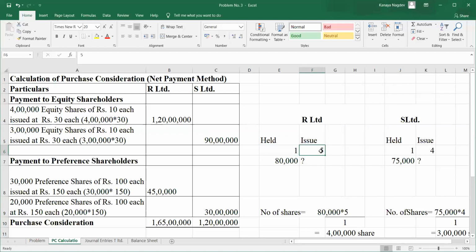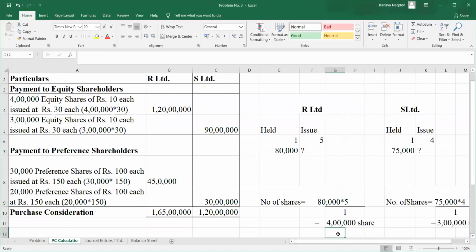And we know how many are the shares held by R Limited. That is 80,000 are held by R Limited. So how many number of shares are issued? Here in this case, we are supposed to cross multiply: 80,000 multiplied by 5 divided by 1. You can see here the number of shares comes as 4 lakh shares. So 4 lakh shares are being issued to the equity shareholders of R Limited.